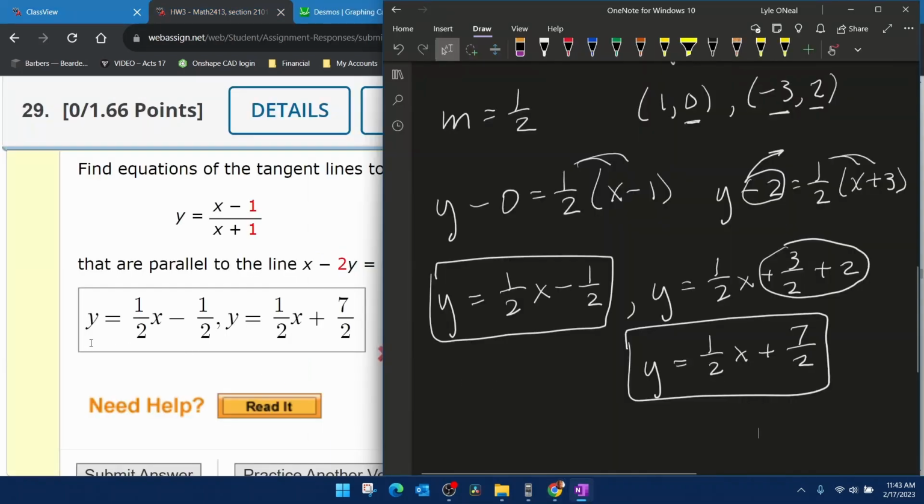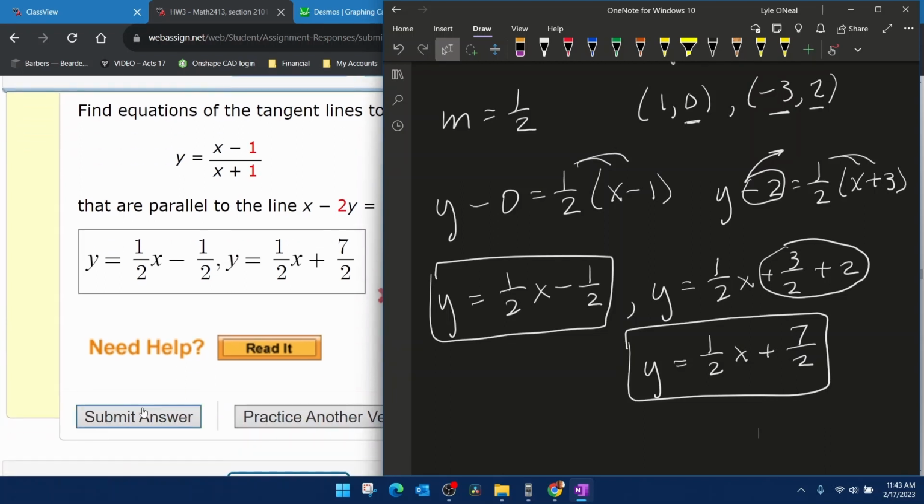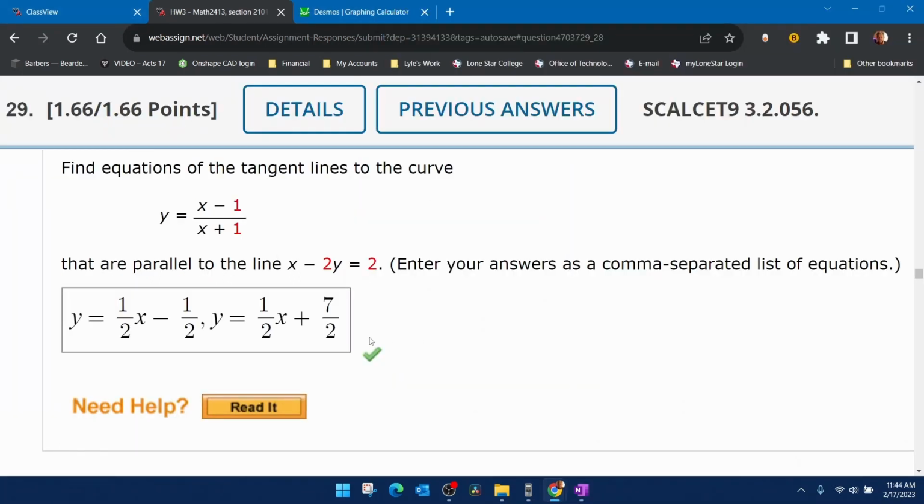And inspecting what I've input into WebAssign, I've got my y equals 1/2 x minus a half, comma to separate the other answer, y equals 1/2 x plus 7/2. And I did put a space after the comma. I'm not sure if it's going to like that or not. It may not matter, but we're going to click submit and see how we did. And we did get the green check of success this time. So that's going to do it for this problem.